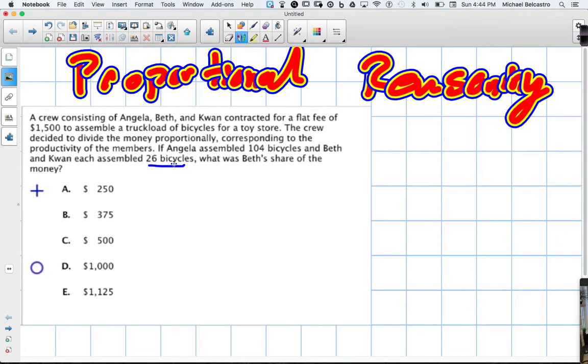Okay, so we can kind of build two things here. I'll highlight what's important. A, it's important that there's three people. We have Angela, Beth, and Kwan. And the total amount of money they get is $1,500. So there's going to be the dollar values here. So I'll scroll down the middle.